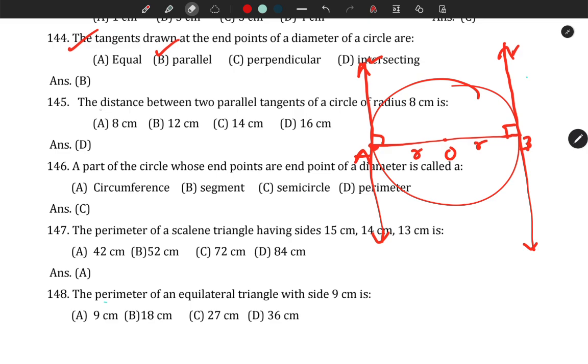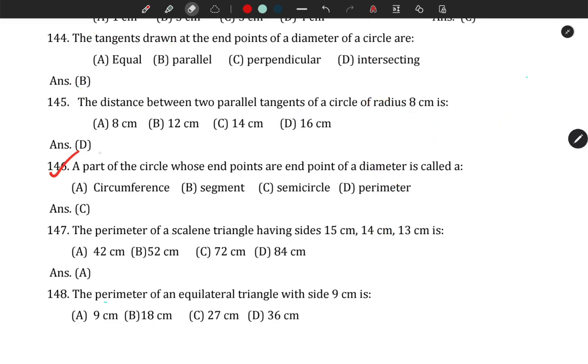Next question, the distance between two parallel tangents to a circle of radius 8 centimeters. As we have seen in the previous question, tangents at the ends of the diameter are parallel. So if the radius is 8 centimeters, OA is 8 centimeters and this radius OB is also 8 centimeters. So what will be the distance between the tangents? The distance between the tangents is from A till B. So you can see A till B will be 8 plus 8, 16 centimeters.